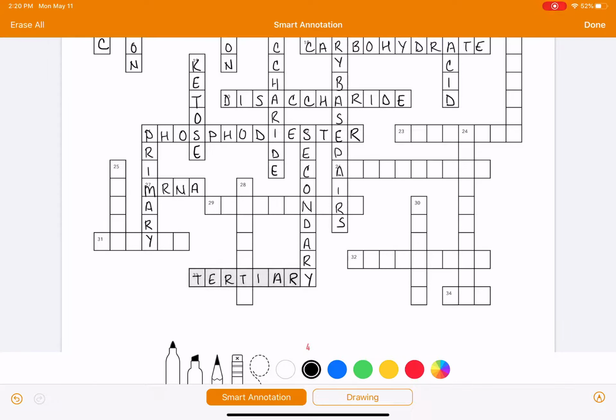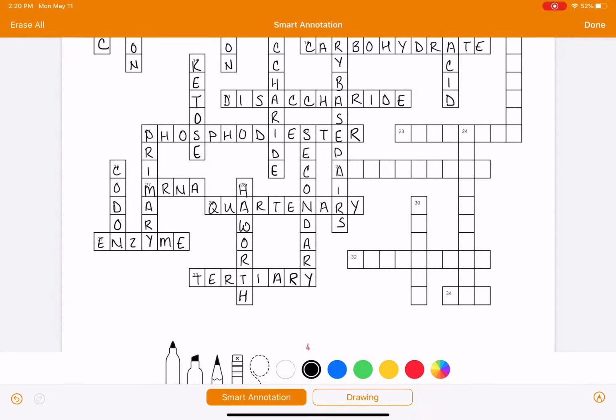28 down, this type of structure is used to represent a monosaccharide in either the alpha or beta anomer. Haworth. 29 across, two or more tertiary structures of a protein held together. That is quaternary. 31 across, a protein that makes things happen a million times faster would be an enzyme. 25 down, ACG, GGG, UCU, those are all codons.